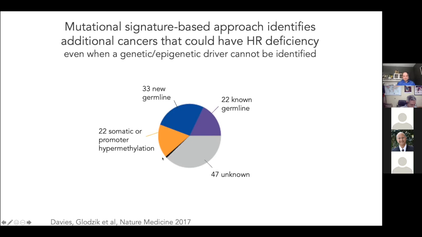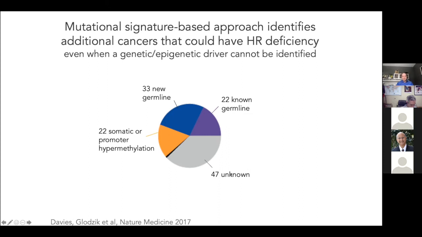And then there were 22 women who had somatic mutations in BRCA1 or BRCA2, or promoter hypermethylation of BRCA1. This one black sliver is actually one of the 33, so that's 32 here. And this one has got a germline mutation, but the other allele is still intact. But in about a third of cases, we couldn't find a cause. So we can see the patterns. It looks classic of BRCAness, but we cannot find a germline or a somatic mutation or promoter hypermethylation of BRCA1 or BRCA2. And we looked for some of the other genes as well involved in the HR pathway. We just couldn't find a genetic or epigenetic driver.